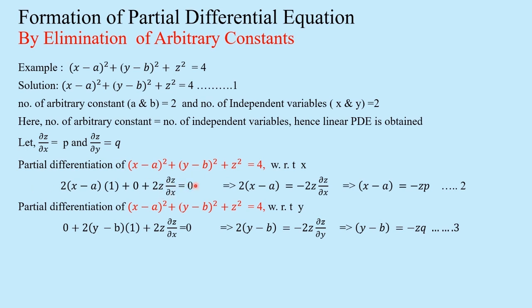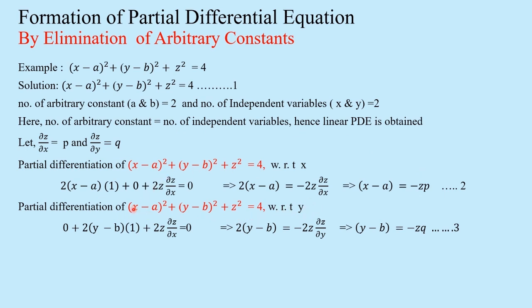Simplifying this, we get 2 times x minus a is equal to minus 2z dou z by dou x. This 2 and this 2 will get cancelled, and dou z by dou x is p. So we'll substitute that. We get x minus a is equal to minus zp. Partial differentiation of this equation with respect to y.